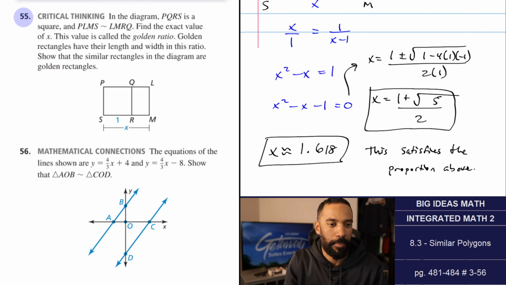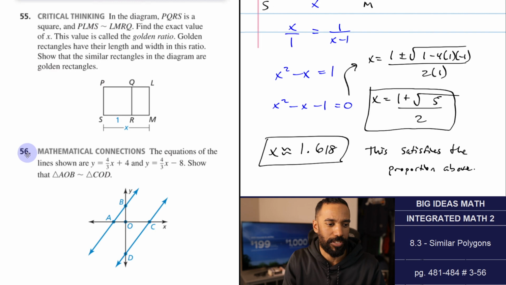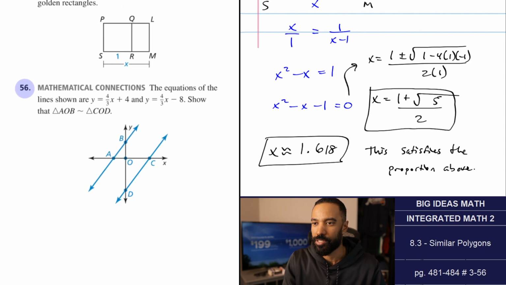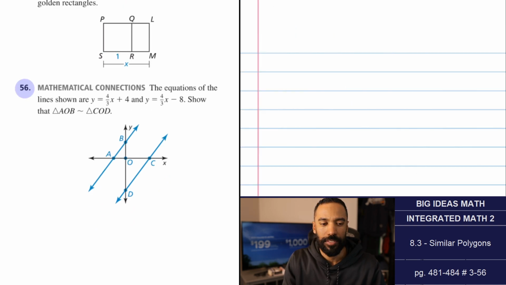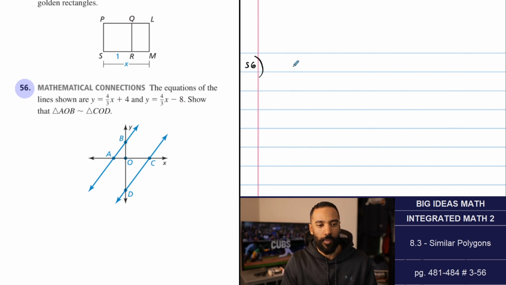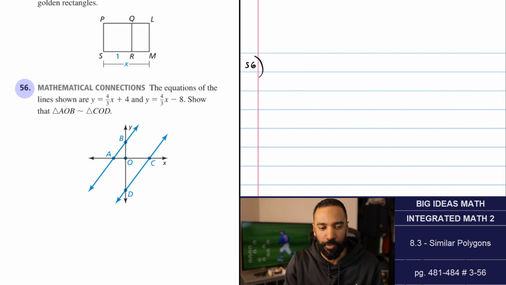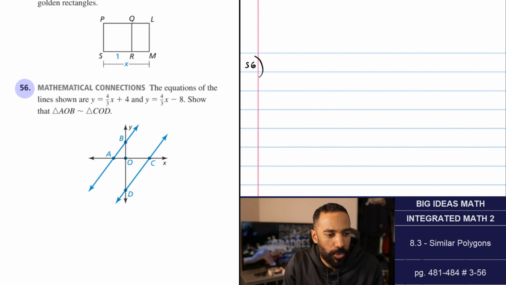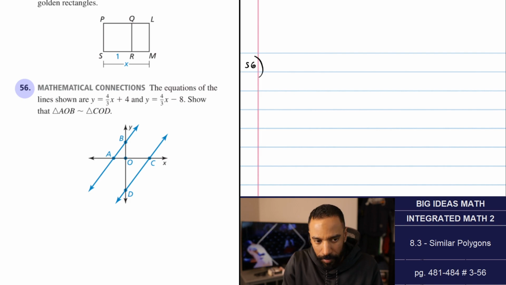Okay, and the last problem here is number 56. Let's check it out. Mathematical connections. The equations of the lines shown are y equals 4/3 x plus 4 and y equals 4/3 x minus 8. Show that triangle AOB is similar to triangle COD.